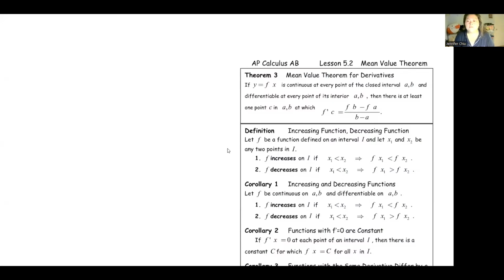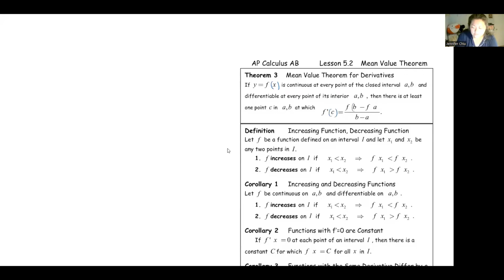Okay, today's lesson is on 5.2, mean value theorem. This lesson should really be renamed to mean value theorem and the first derivative test. So we're actually going to discuss the first derivative test in the notes, and then we're going to talk about the mean value theorem. But since it's already here in the first place, let's take a minute to discuss it.